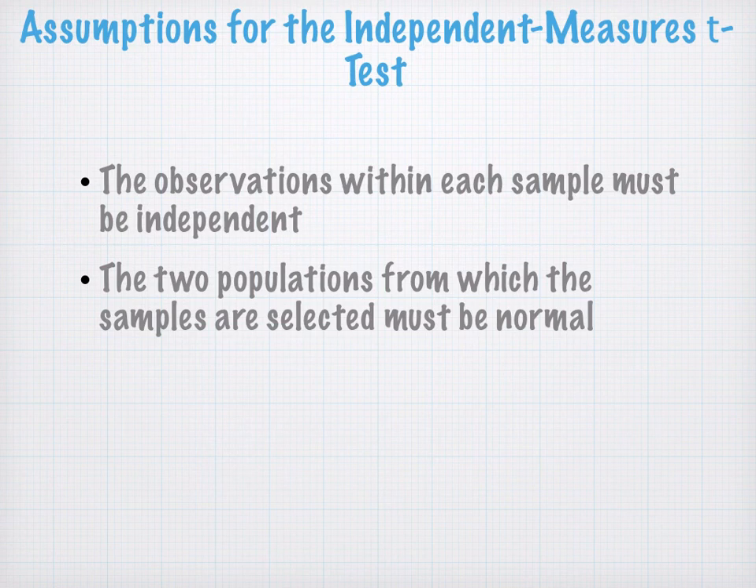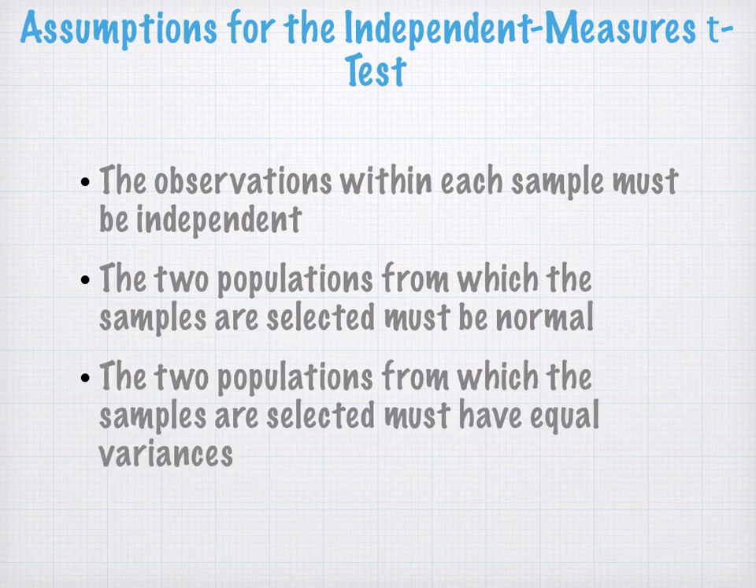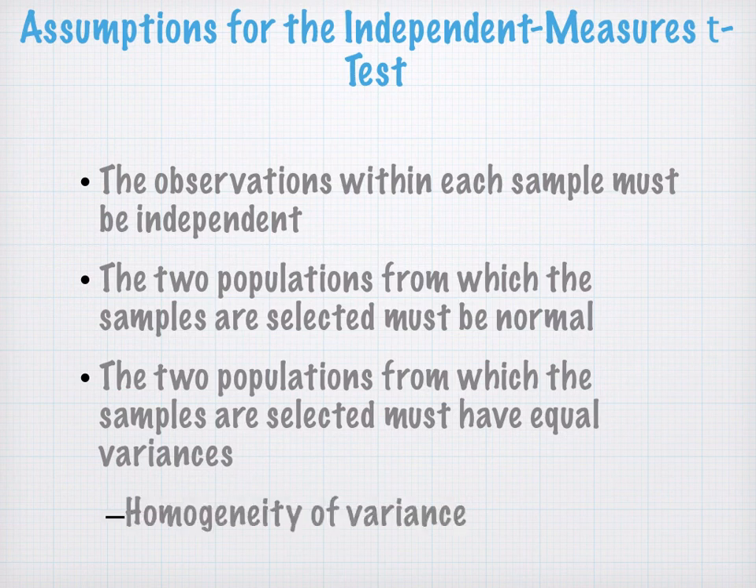The two populations from which we selected these samples, again, must be normal because the t distribution is based off of the normal distribution. Again, we're assuming that these have a normal distribution, and so we need that to be met. If we don't have a normal distribution for the population, the t-test is not going to be the best solution. And the two populations from which the samples are selected should have equal variance. This is called homogeneity of variance, and we'll spend some more time with this in the next lecture. And there is a way that we can check to see if this criterion is met, and we'll do that in class on Wednesday.